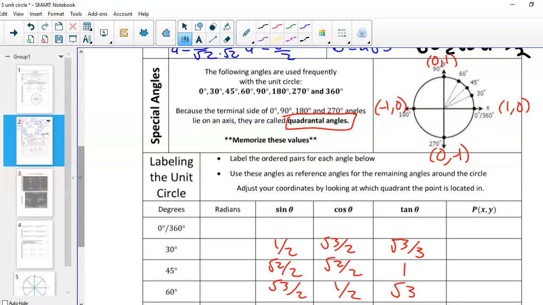So what that really means is, remember that each of these ordered pairs, x, y, can really be changed to cosine theta, sine theta. So that means the cosine of 0 or the cosine of 360 is 1. The sine of 0, the sine of 360 is 0. Cosine of 90 is 0. Sine of 90 is 1. And you follow that pattern all the way around.